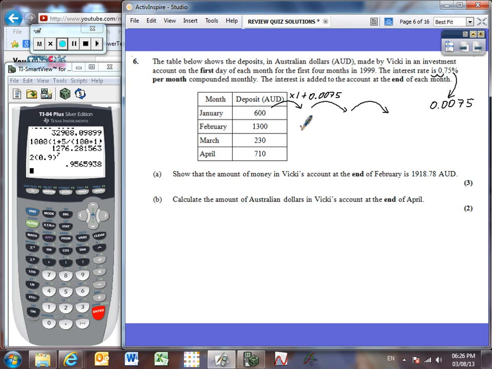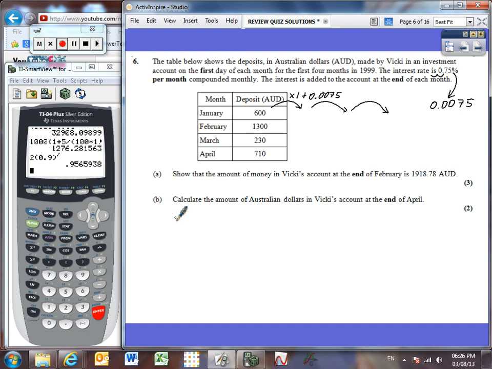Now right now in part A we only need to show that the amount of money in Vicky's account at the end of February is, well, that amount. Now because it's a show that question, I'm going to ignore my answer, pretend it's not even there, and I'll check my work afterwards to see whether I got an answer that matched. So let's look and see what's happening then.